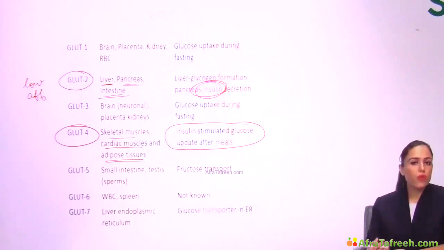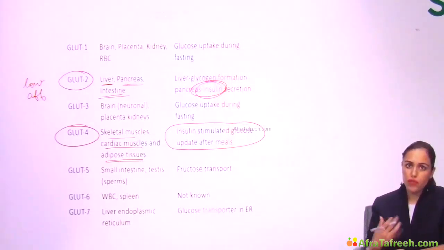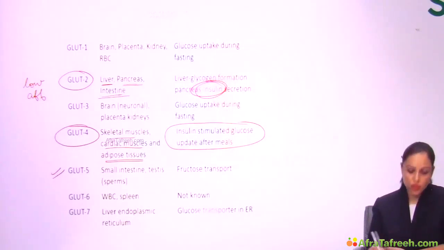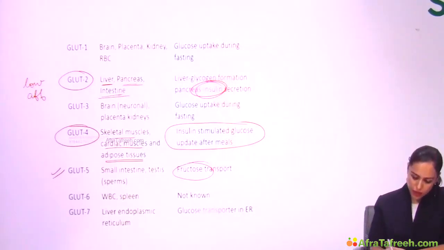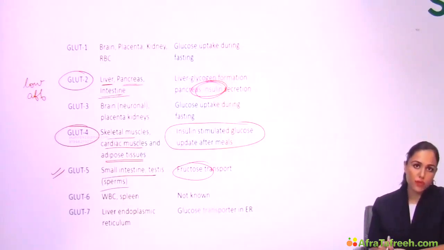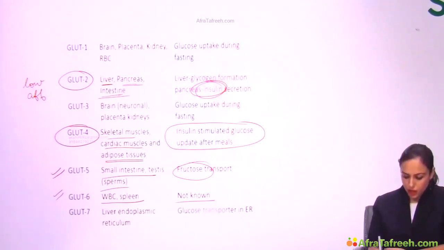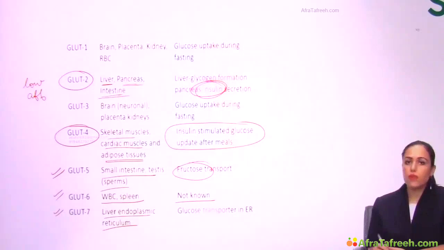So these four, from GLUT1 to GLUT4, we have done in a sequence, right? So do revise it in the same manner. This is a conceptual way of reading the things, understanding the things. Next is GLUT5, which is especially for fructose transport. That's why it is present in small intestine and testis, especially in the sperms. Next is GLUT6. GLUT6 is present in WBC and spleen. The function is not known, so it is not very important. Next, GLUT7 is present in liver endoplasmic reticulum because the function is glucose transport in the endoplasmic reticulum.